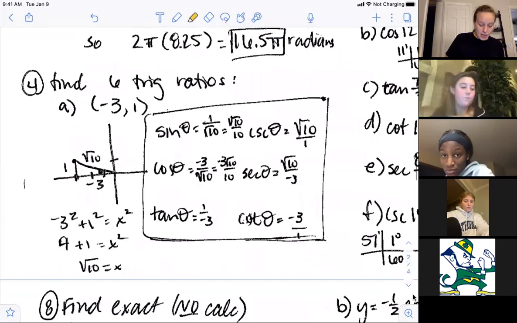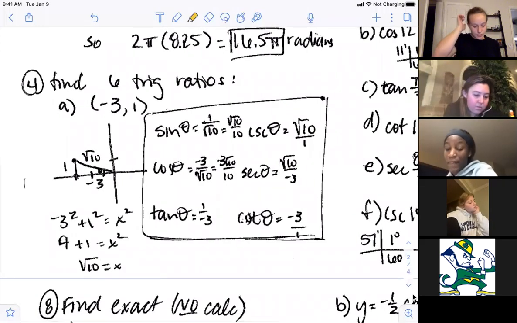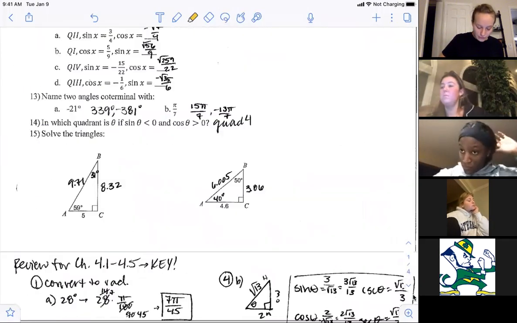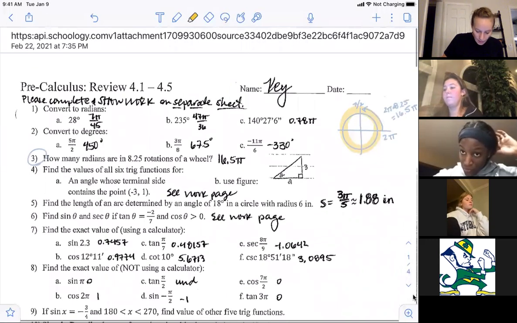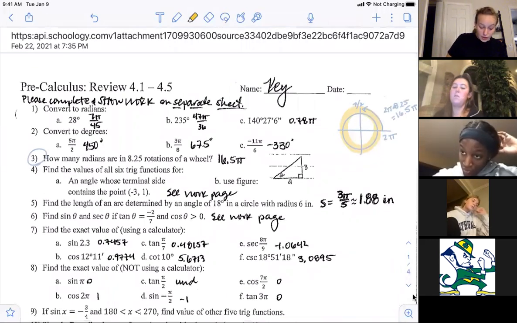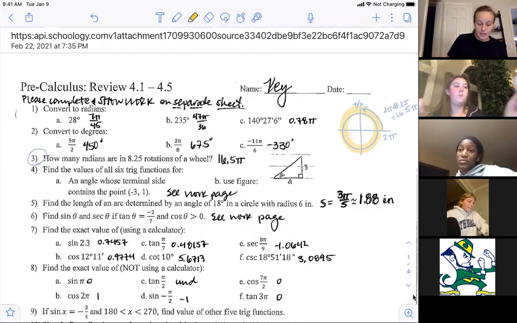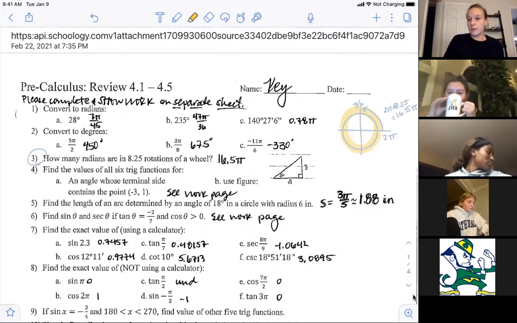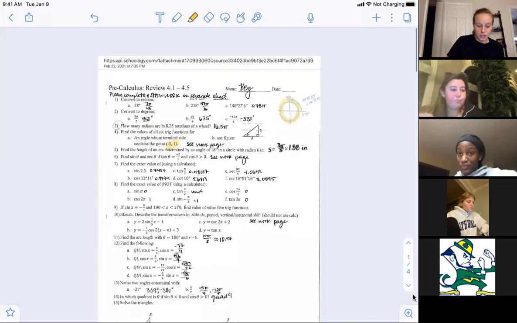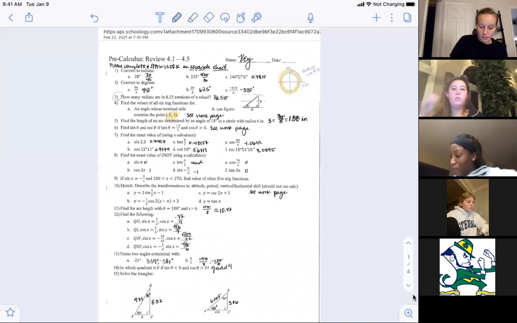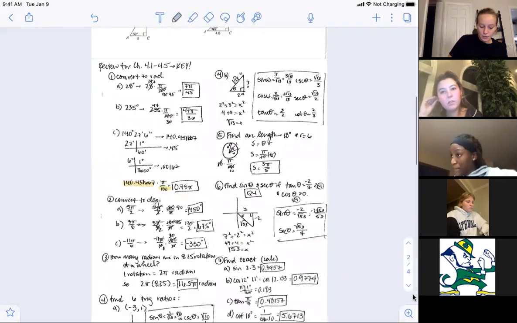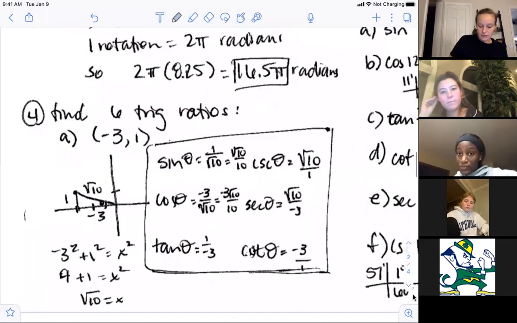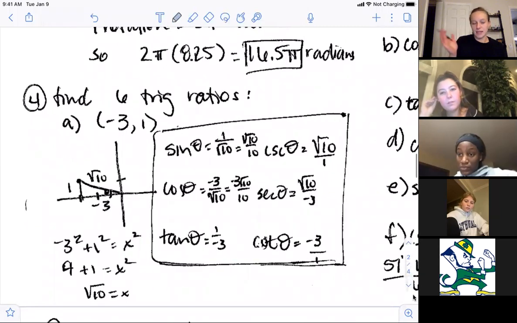So number 4, it says find all 6 trig ratios, and then it just gave you, well, let me make sure I found the problem right. Okay, so the first one says using an angle whose terminal side contains the point -3, 4. We did that at the beginning of, I think, 4.3, where I said, here's a point, now find all the trig ratios. Sometimes we get all bent out of shape about terminal side. The only reason you might not know those words is we've just spent so much time on this lesson that it's been cut and paste.